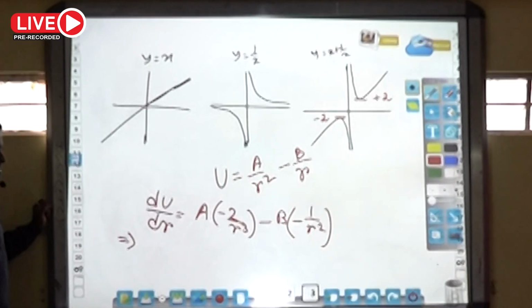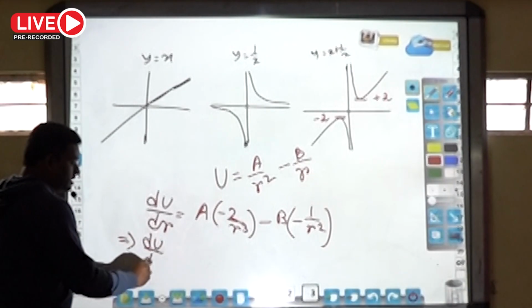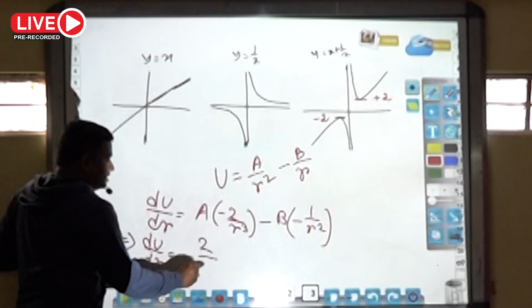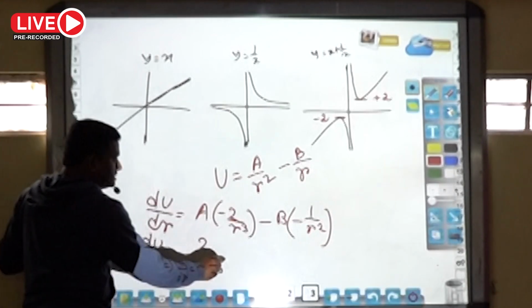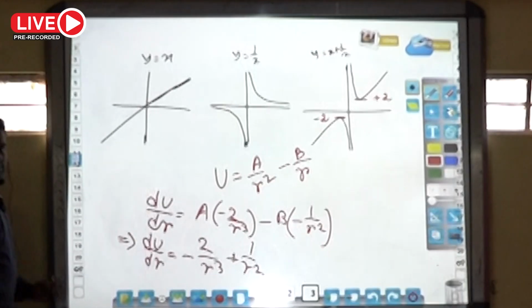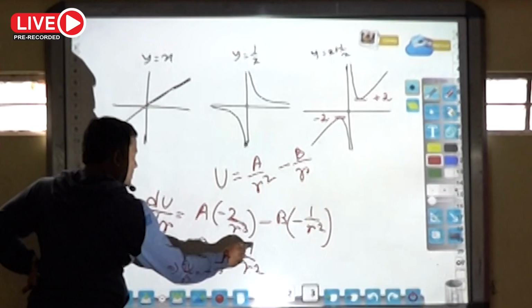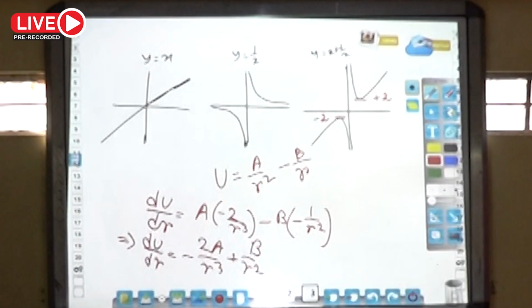Now from this you can simplify and write dU/dr equal to minus 2a by r cube plus b by r square. Sorry, a and b are there: minus 2a by r cube plus b by r square.